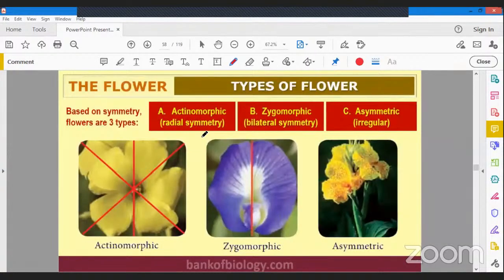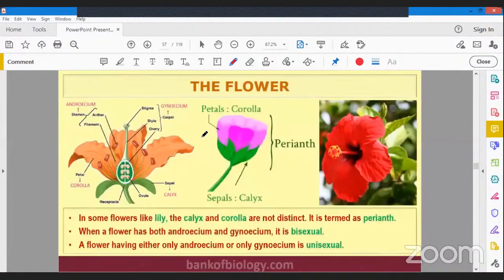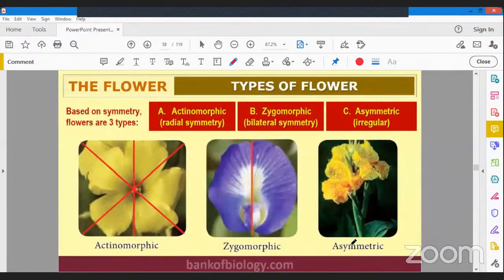So types of flowers based on symmetry. Here you may be asked about types of flowers based on the structures in them. Here we are looking at types of flowers based on symmetry. If we cut a flower along the axis, we get two similar halves. If along other planes also we get two similar halves, then it shows radial symmetry. Then it is called actinomorphic.